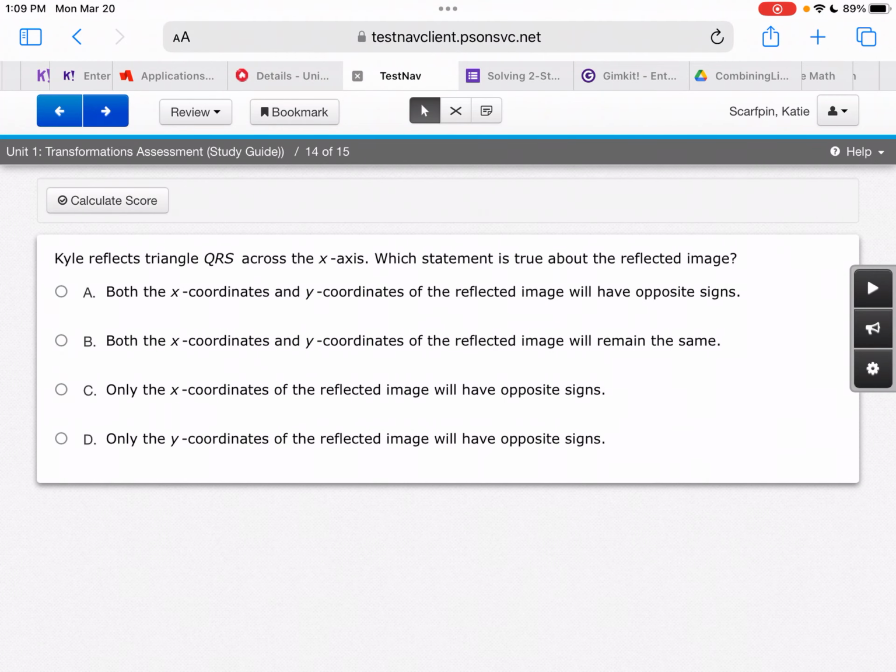Okay, we're reflecting across the x-axis. What's going to be true? Well, if I reflect across the x-axis, my advice would be to make a shape and reflect it. The x and y coordinates are going to have opposite signs? Well, that's not true, because the x coordinate is going to stay the same. The x and y are going to stay the same? Well, no, because the shape has moved, so obviously the y is going to be different. The x coordinate of the reflection is going to have opposite signs? No, the y is going to have the opposite sign.